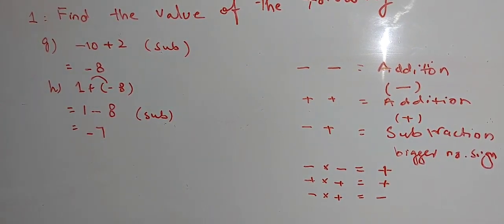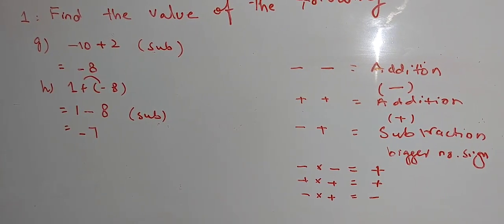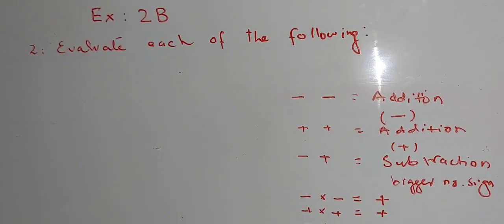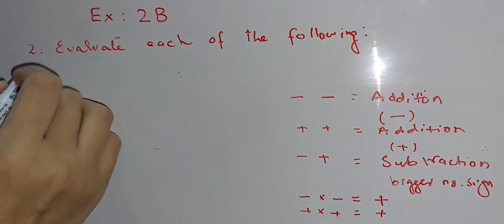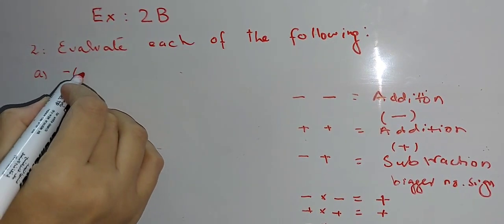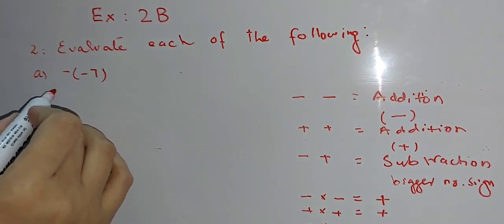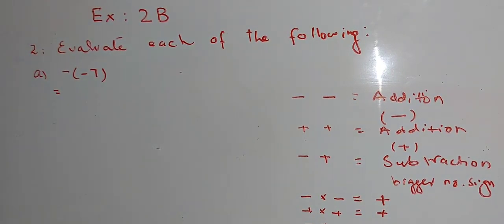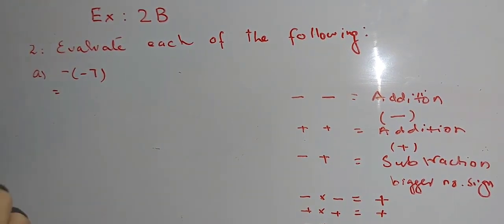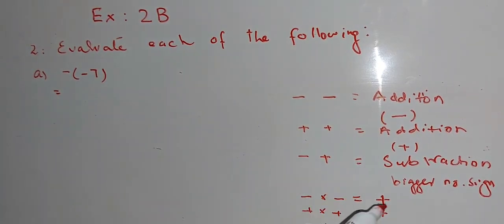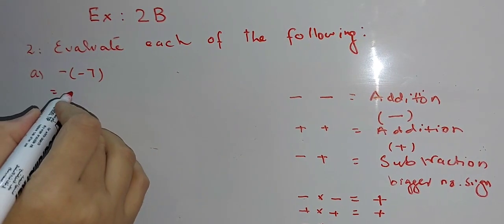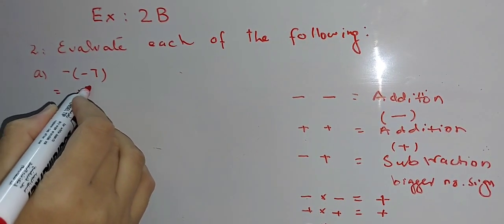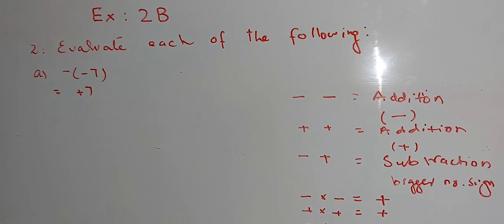Okay, till here your first question has been completed. Now move on to question number 2. Question number 2 is: evaluate each of the following. Again we have to find out the values. Part A is minus minus 7. So we have to open the bracket. When minus multiplies with minus, the answer will be plus. I told you, minus multiplied by minus, answer will be plus. So it will become plus 7. This is the answer for part A.